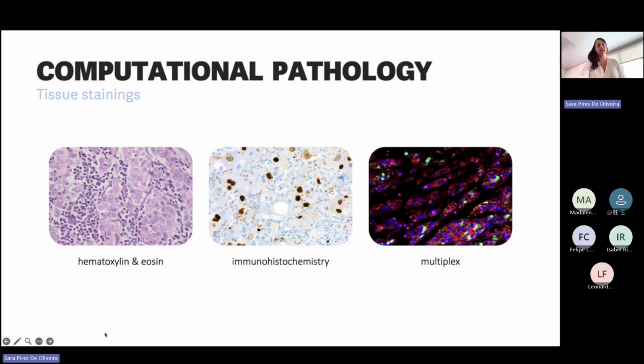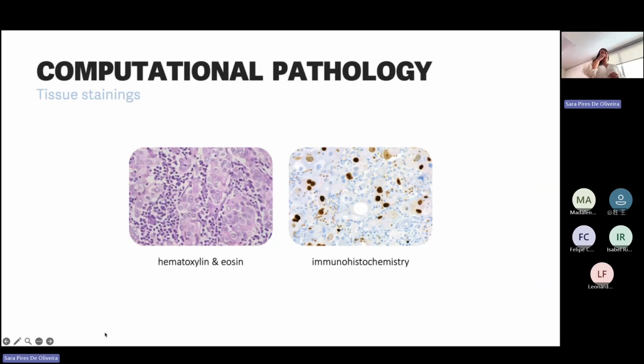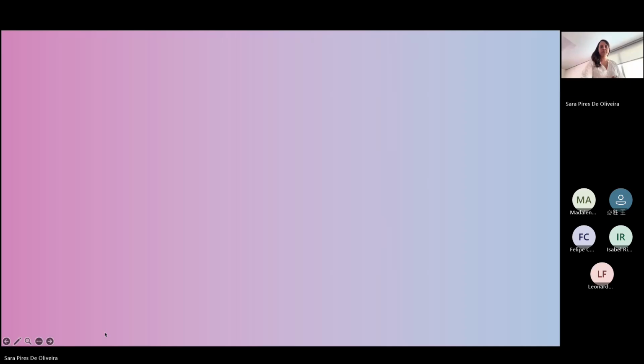Even though we also have work in multiplex, this is not really used in the clinical workflow, it's more for research. And so today, and also my research line is way more focused on H&E and immunohistochemistry. And today I will be focusing on these two. And my topic is a bit out of the box, if I could say.